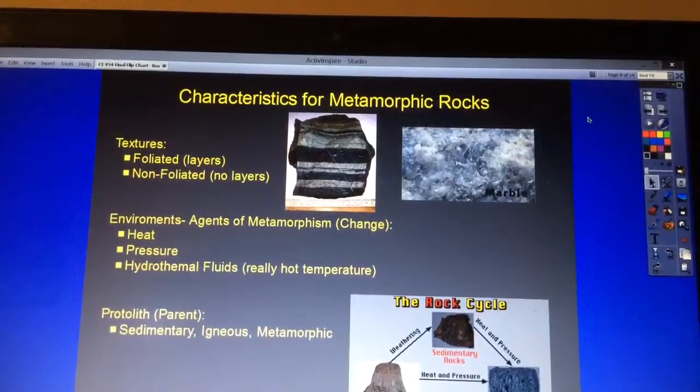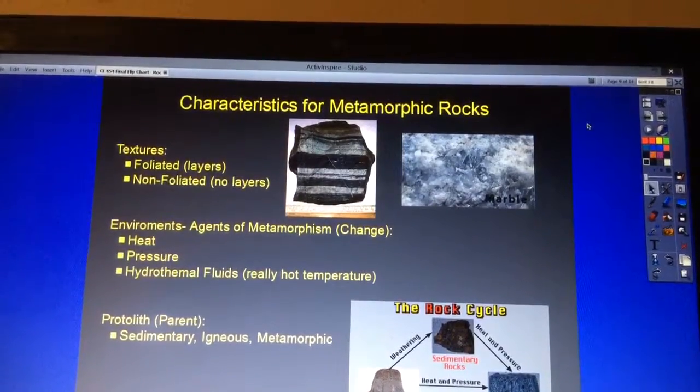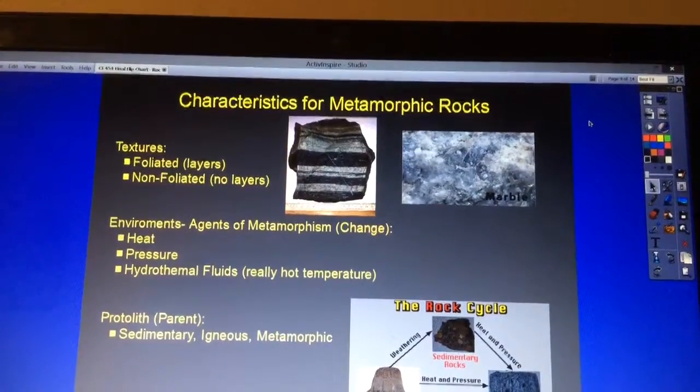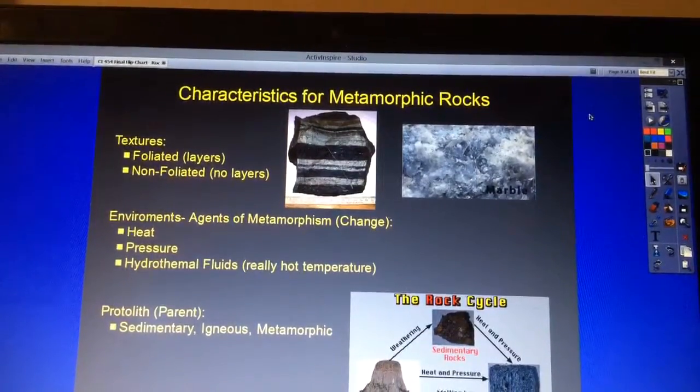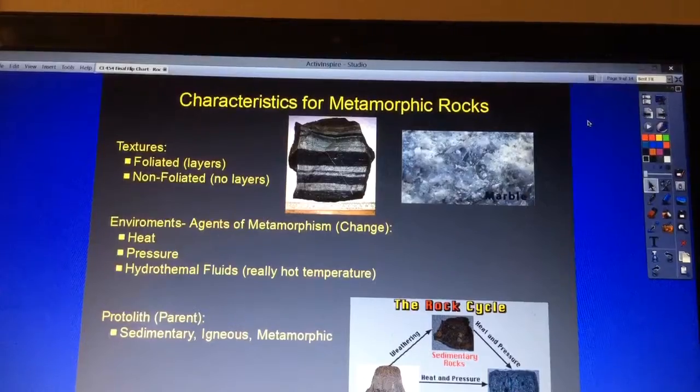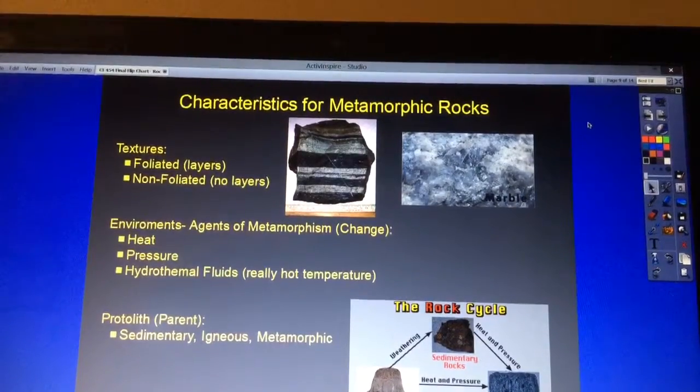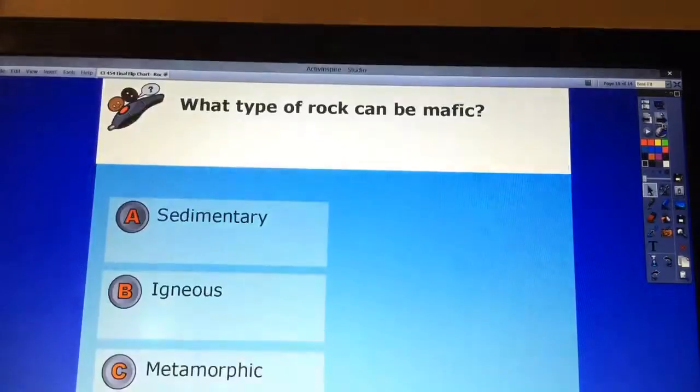Next is the metamorphic rocks, and we talk about textures, so foliated or non-foliated, environments, and then the protolith, or parent rock. So the rock cycle on here can show the students how a sedimentary rock, for example, can become metamorphic.